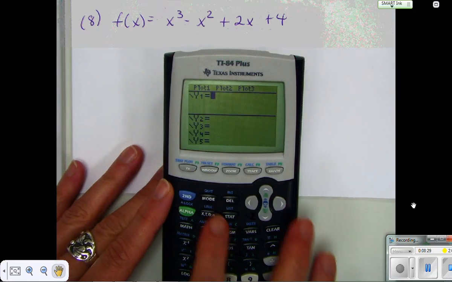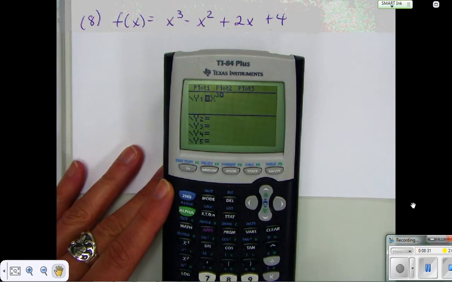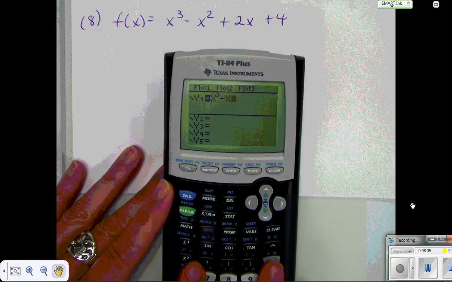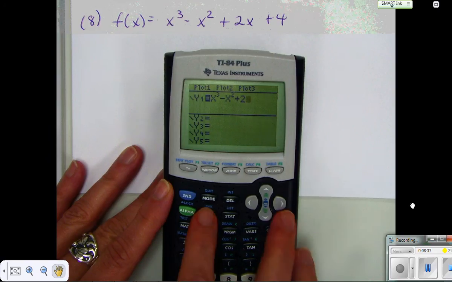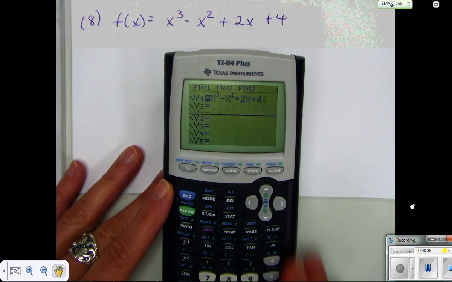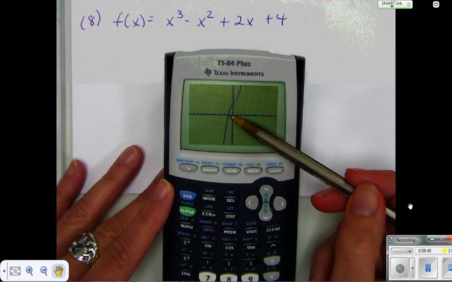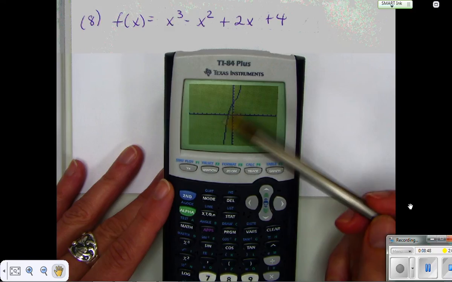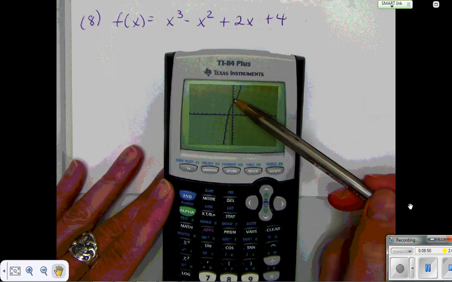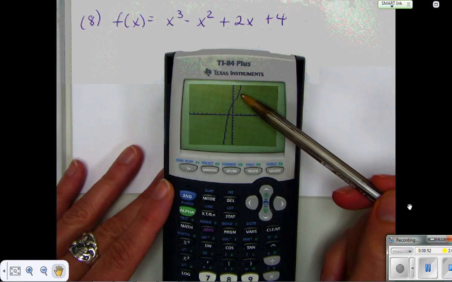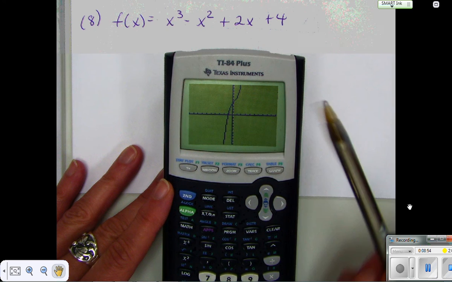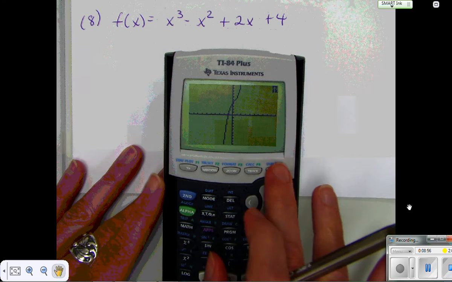So let's type it into the y equals screen. x to the third minus x squared plus 2x plus 4. Okay, and look at the graph. It does cross the x-axis one time. The leading coefficient is a positive 1, so the right side's going to go up. The degree is odd, so the left side's going to go down. So it looks like it's kind of the same case as we had last time. It's just going to cross one time.